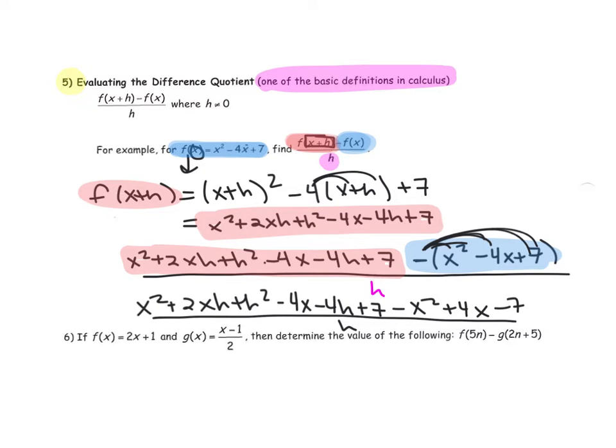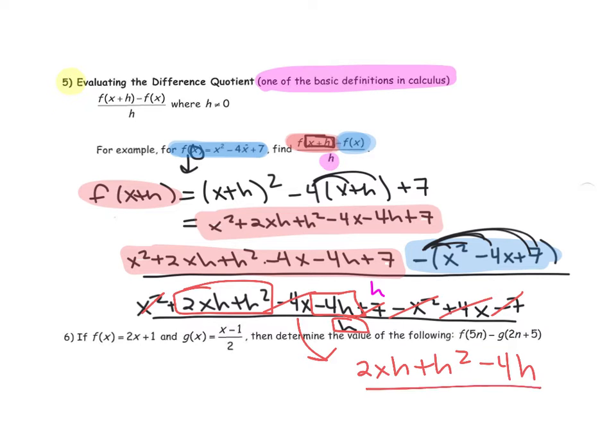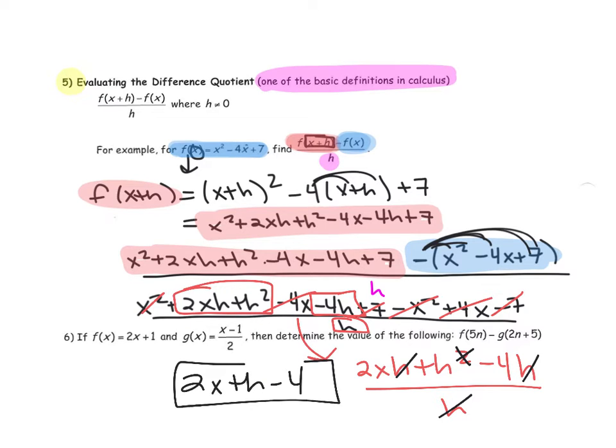You guys are going to see things are going to cancel. So I can see here, this cancels with this, and this cancels with this, which leaves me with the following all over h. So I'm just going to write down here now. I have 2xh plus h squared minus 4h all over h. Because all of these have at least one h in common, this h is going to cancel, this is going to cancel. There's still one left, and this is going to cancel. So I'm left with 2x plus h minus 4.